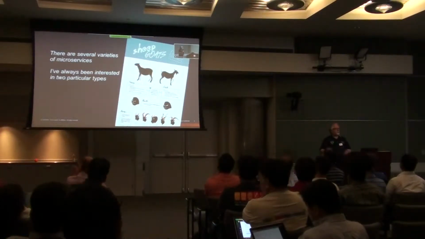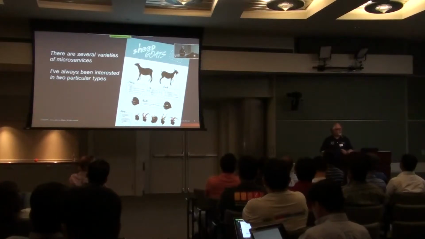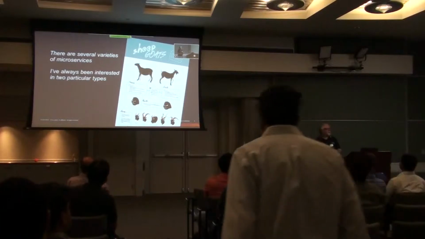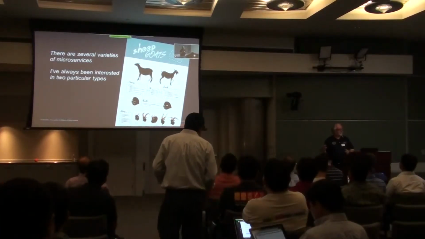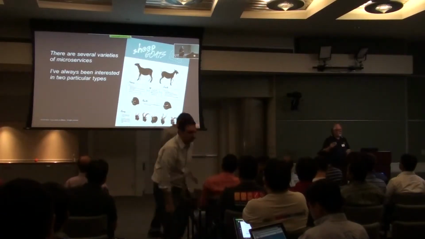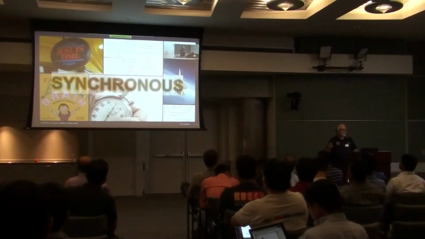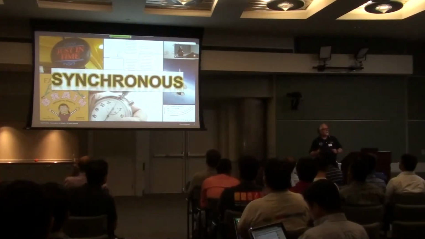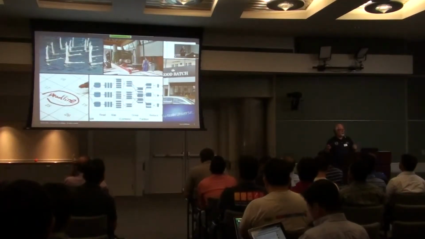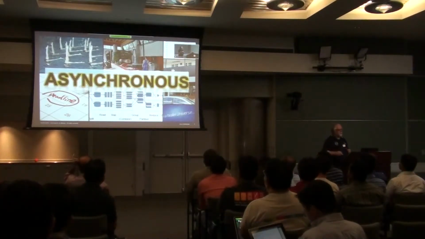You start examining the world and you find that actually there were various kinds of species of microservices we have to deal with. It's important to be able to tell the difference between the sheep and the goats in your microservices. And I've always been interested in two particular kinds of microservices. The first of them is what I think of as synchronous microservices. And the second, and logically, is the asynchronous microservices. What do I mean by those two things?